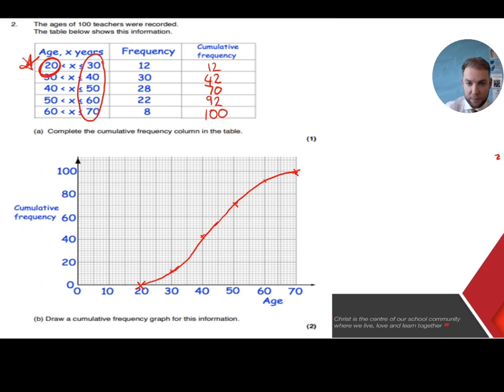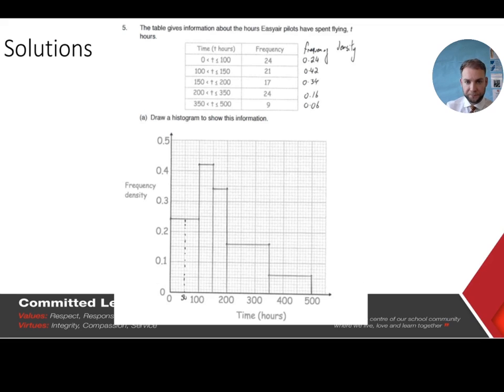Okay, brilliant. So let's pop the answers up. So take your green pens out. Let's have a look at these then. So looking at this first one here, this one was asking for a histogram. So your frequency densities were 0.24, 0.42, 0.34, 0.16, and 0.06. Then we have to draw these out using our ruler.